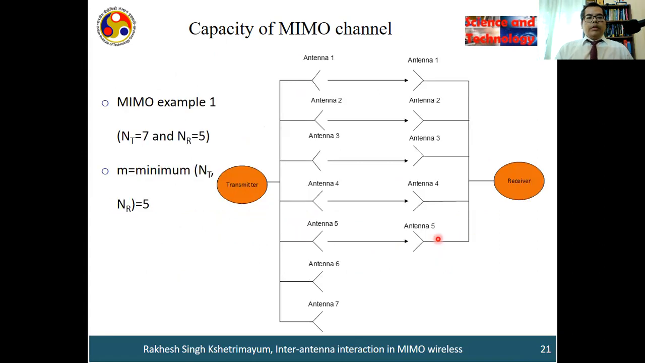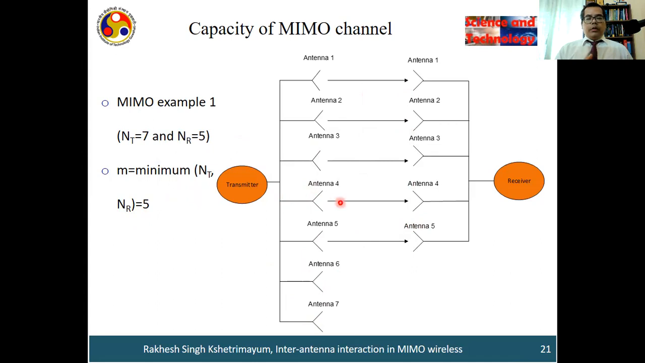So let's take a simple example to find out what is M, which is the minimum of NT or NR. So let us look at this example here. You have 7 transmitting antennas, you have 5 receiving antennas, but how many parallel data transmissions can you have? You can have only 5 parallel data transmissions. You cannot use the remaining antennas. That's the minimum of NT and NR. Minimum of NT and NR is 5. That many parallel transmissions we can have.